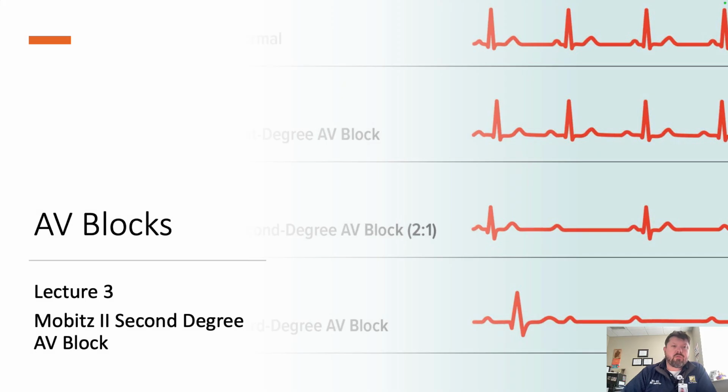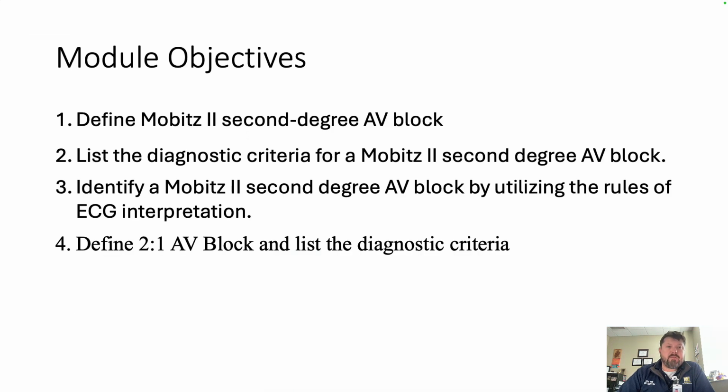AV Blocks Lecture 3, Second Degree Type II, or Mobitz 2, Second Degree AV Block. Define Mobitz 2 Second Degree AV Block. List the diagnostic criteria for a Mobitz 2 Second Degree AV Block. Identify a Mobitz 2 Second Degree AV Block by utilizing the rules of ECG interpretation, and define a 2-to-1 AV block and list the diagnostic criteria.